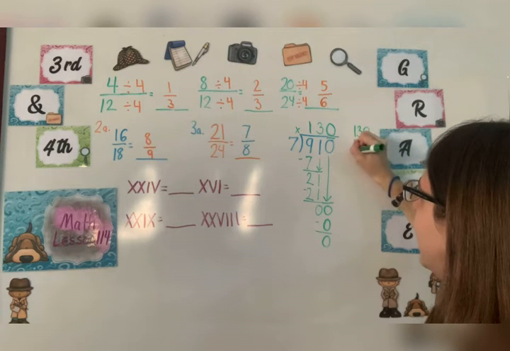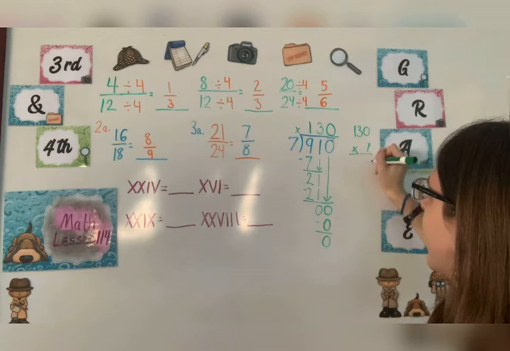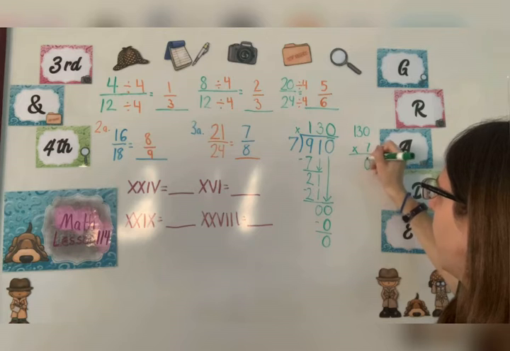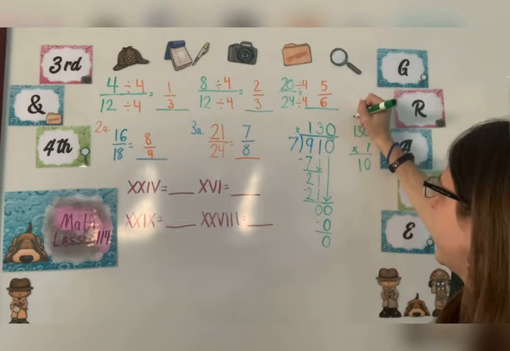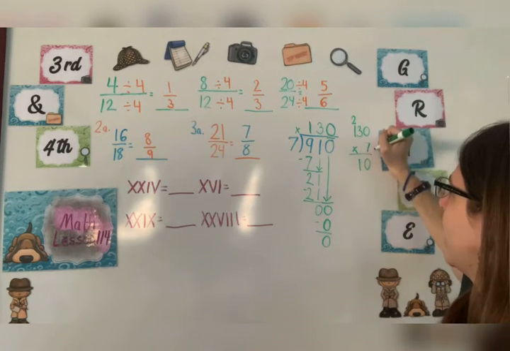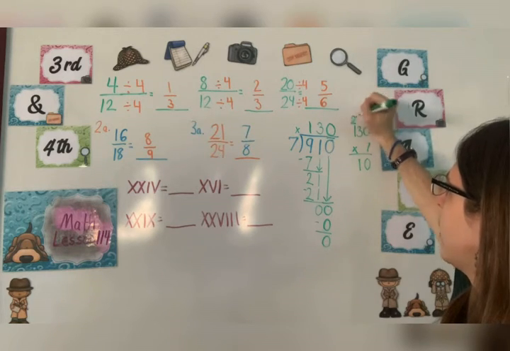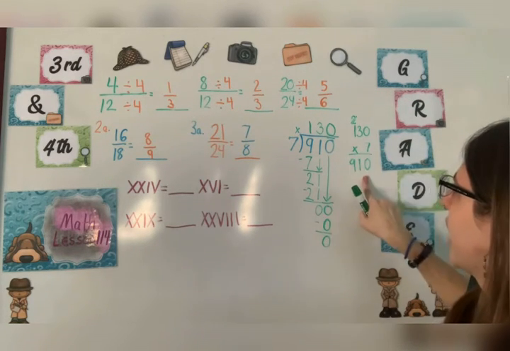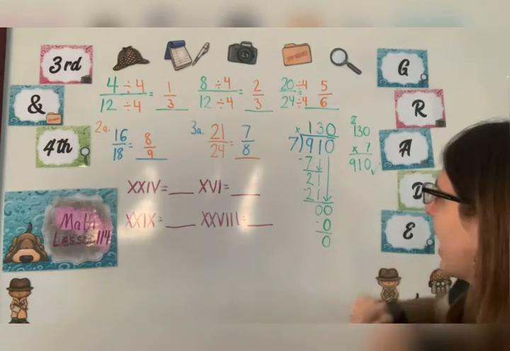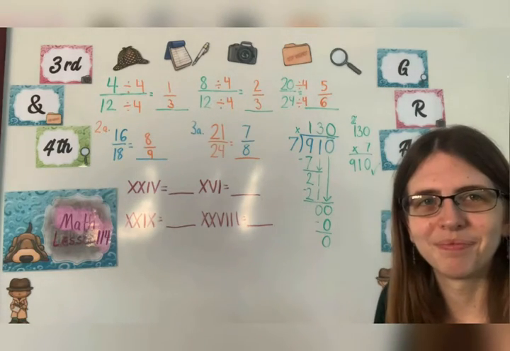130 times 7. 7 times 0 is 0. 7 times 3 is 21. Carry the 2. 7 times 1 is 7, plus 2 is 9. 910 matches 910, so my answer is correct.